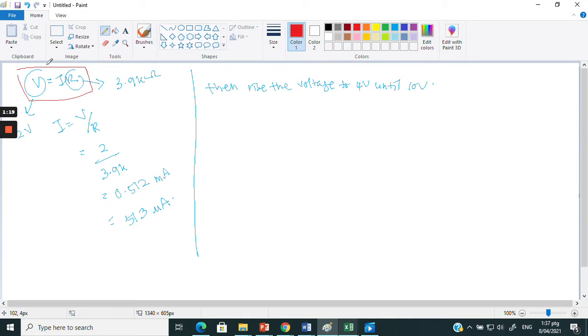So what is Ohm's law? Ohm's law is V equal to IR. If we have the value of V and the value of R, we can calculate the I, which is the current. So I equal to V over R.